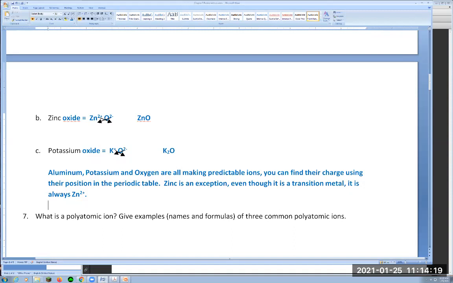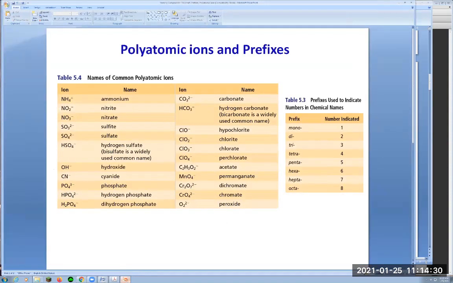So question 7, what is a polyatomic ion? Give examples with names and formulas of 3 common polyatomic ions. So you have this table of polyatomic ions. Again, that's in your Canvas chapter 5 module. And it will be provided for the quiz, for example, of this week. It will be in the upper part of the quiz.